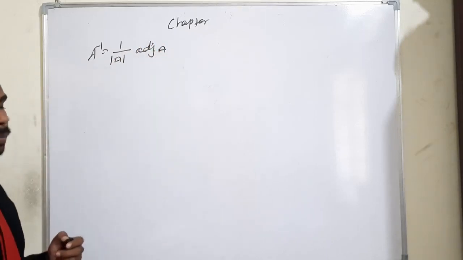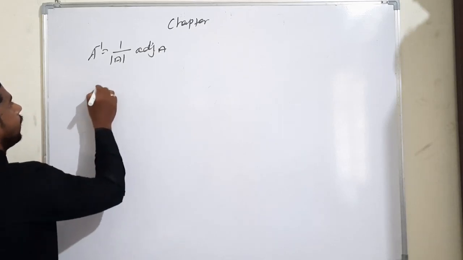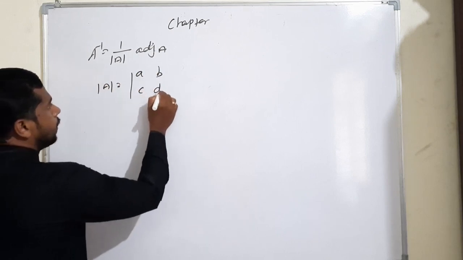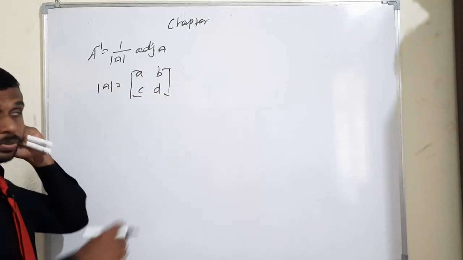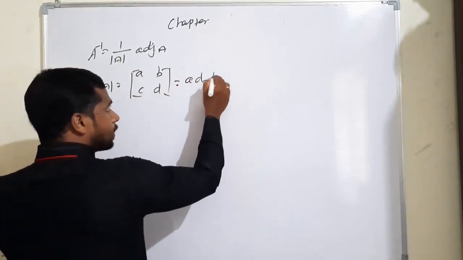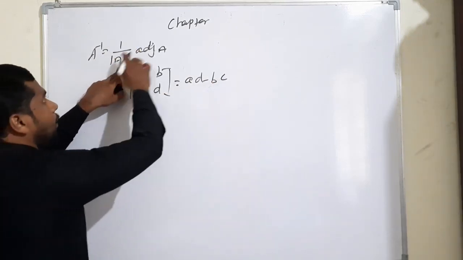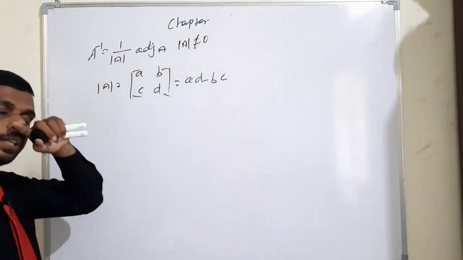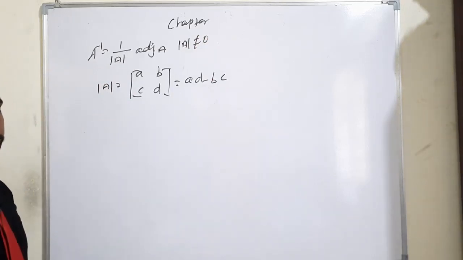What is the meaning of determinant of A? How do we find the determinant of a 2 by 2 matrix A with entries A, B, C and D? It is AD minus BC. That is why we state the condition 1 by determinant. Determinant A must not be equal to 0, because if the determinant value is 0, then A inverse does not exist and is not defined.